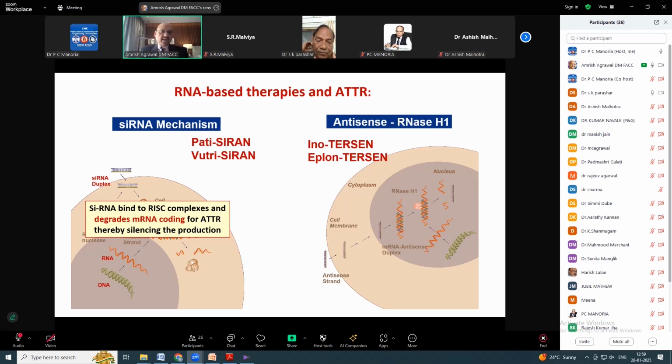These very powerful mechanisms have been tested in peripheral neuropathy and found to be very, very effective, and trials are also underway for cardiac amyloidosis.